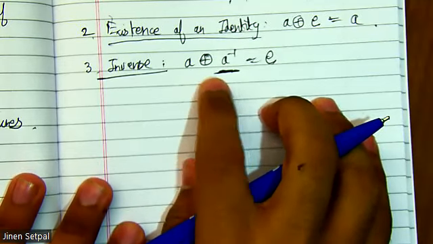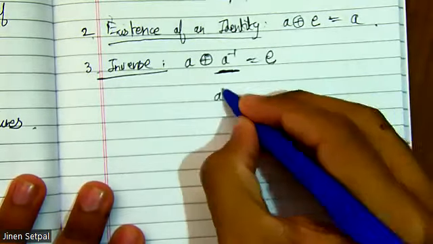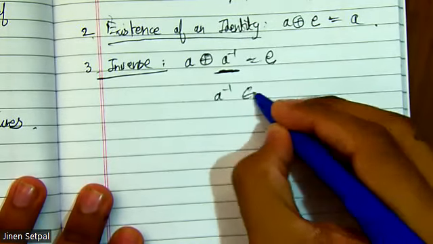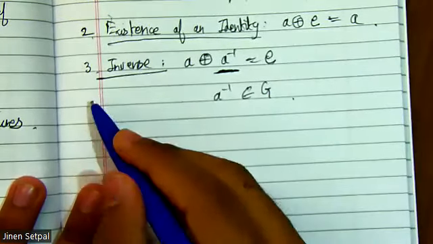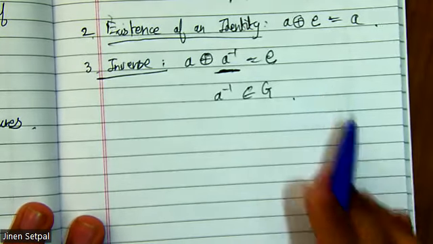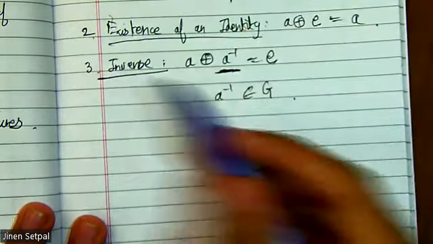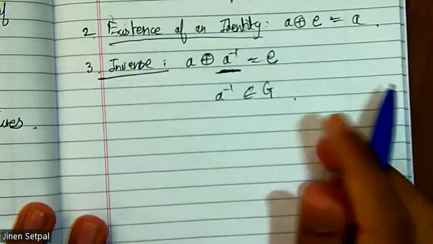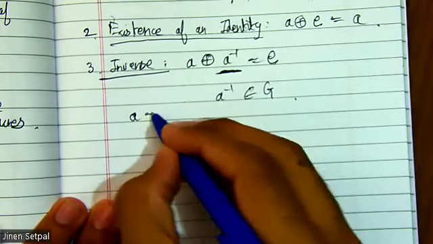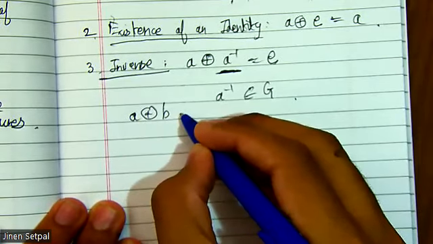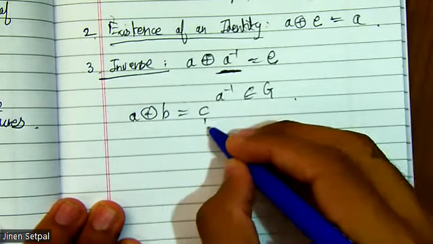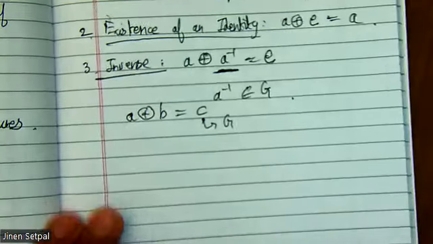So if A minus 1, or A raised to negative 1, exists within our group G, it meets the inverse property, right? And the operations within this group G are closed. What that means is, if we have an element A and we operate it against an element B, we get an element C. This element C also belongs to our group G, which is the definition of closed.